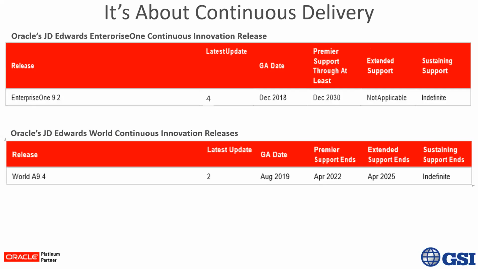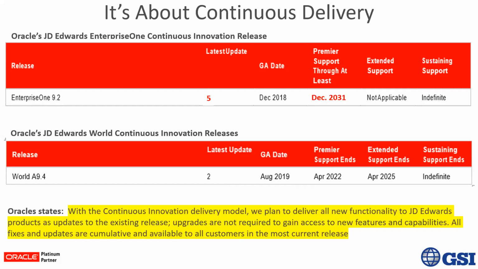So let's say you're on 9.2. A few years ago, 3-4 years ago, Lyle said, we're going to give you support till 2030. Within 6 months, he turned around and said, no, I'm going to give you support till December of 2031. So you have at least 10 more years of premier support. That means bug fixes, enhancements. That means the whole Megillah for another 10 years.